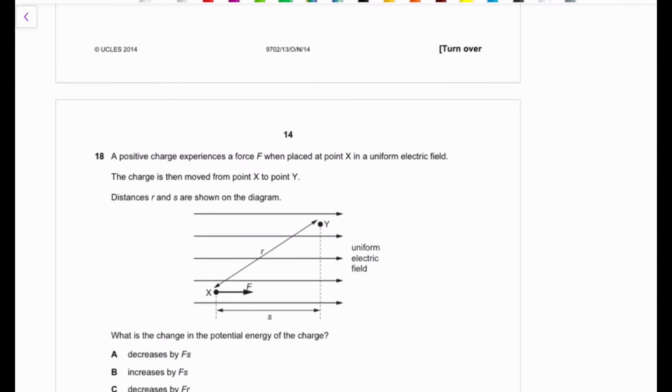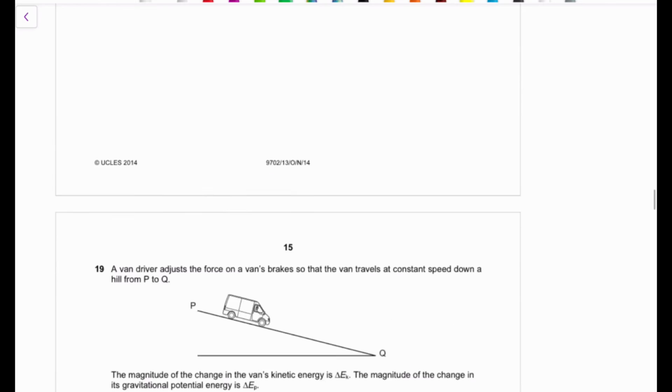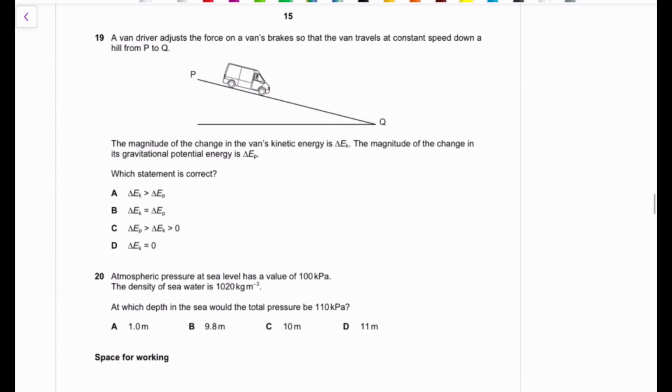Move on to question 18. We have a little bit of an electric field situation going on here, and we no longer do electric fields. If you're currently doing AS, for the examinations from 2022, electric fields were removed from the syllabus, so we'll not be covering question 18. But we will be covering question 19, though.